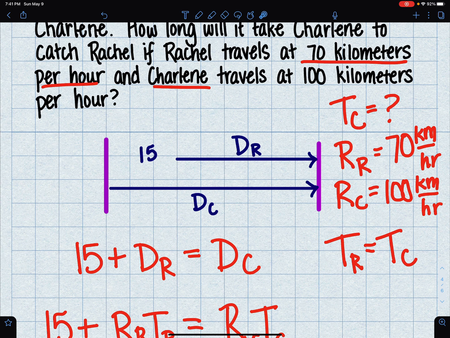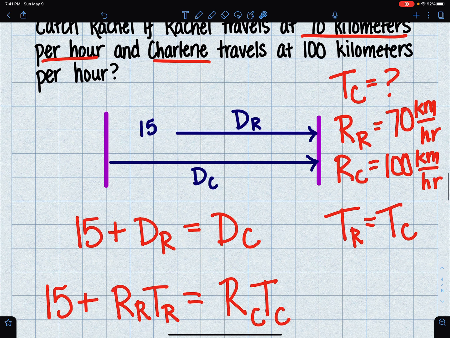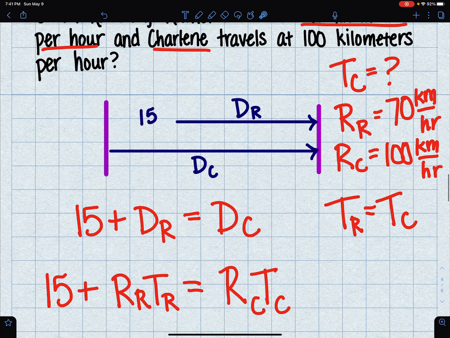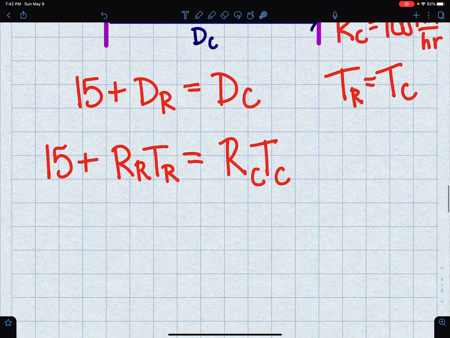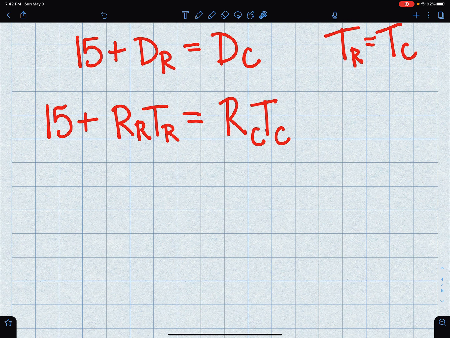Is that a good explanation? Okay, text me and tell me if it's not a good explanation. But basically, if you're talking about one person catching another person, you can start the stopwatch here when the second one goes, and their time is going to be the same because this person's going faster. All right, maybe that's totally obvious to you.